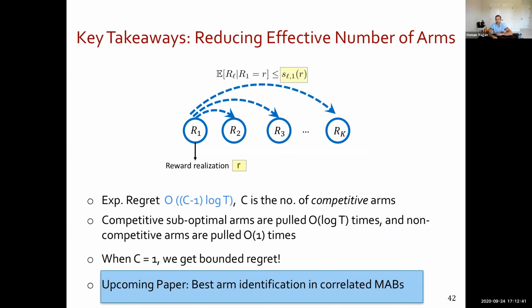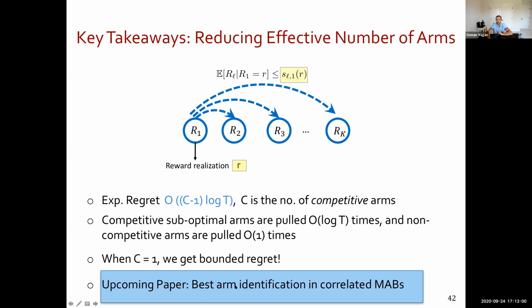The key takeaways are similar. We are able to translate any classic bandit algorithm to this specific correlated bandit case. And the corresponding regret scales like C minus 1 times log t rather than K minus 1 times log t.